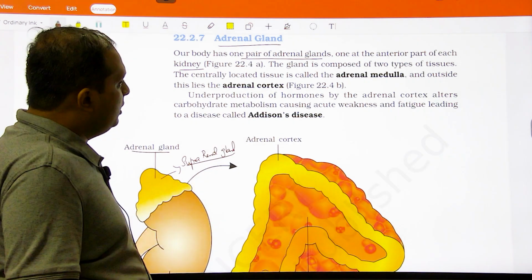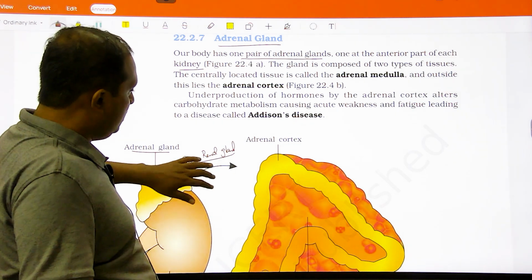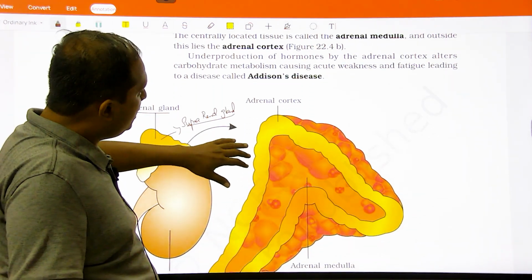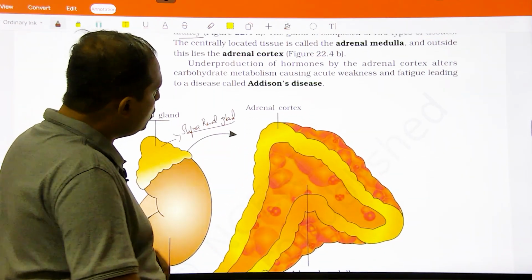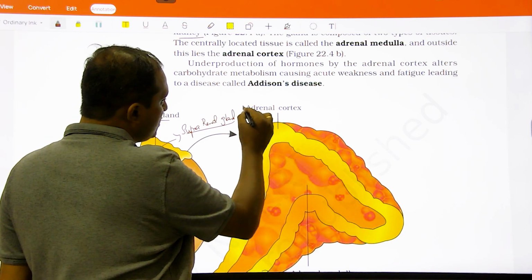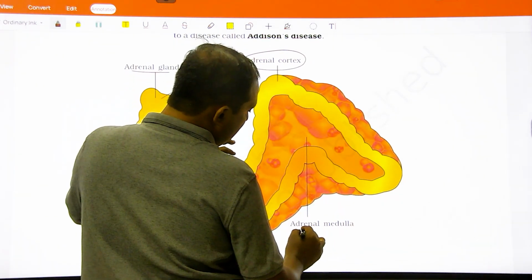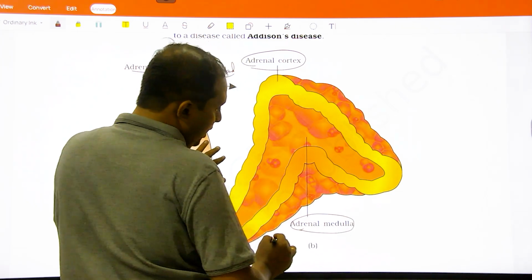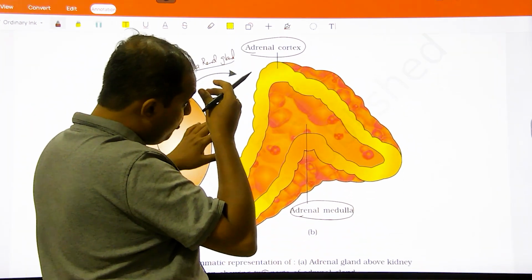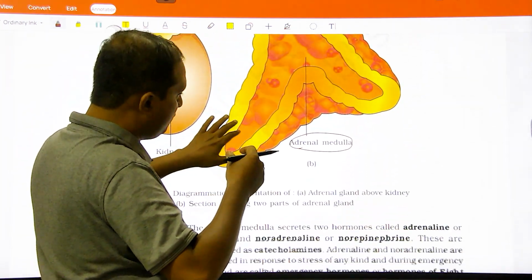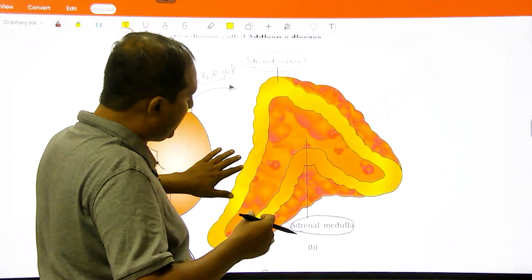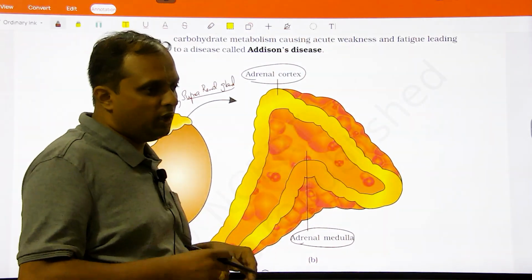Okay. So this is the picture of the adrenal gland. You could see it has got two regions. The outer region is called the adrenal cortex, and the inner region is called the adrenal medulla. Okay. First let's proceed with the adrenal cortex. Then we shall come to the adrenal medulla for some reasons, right?